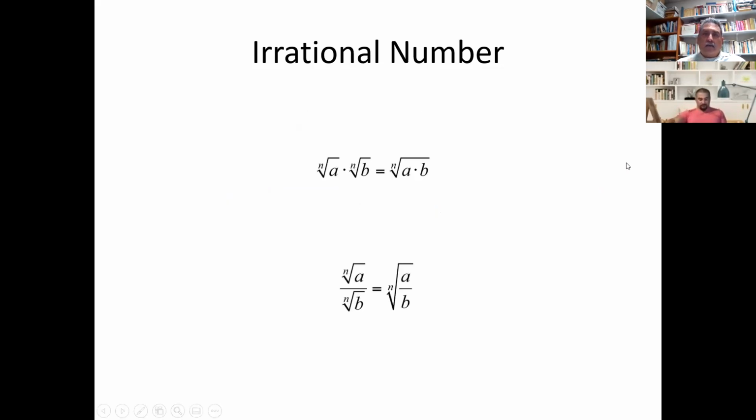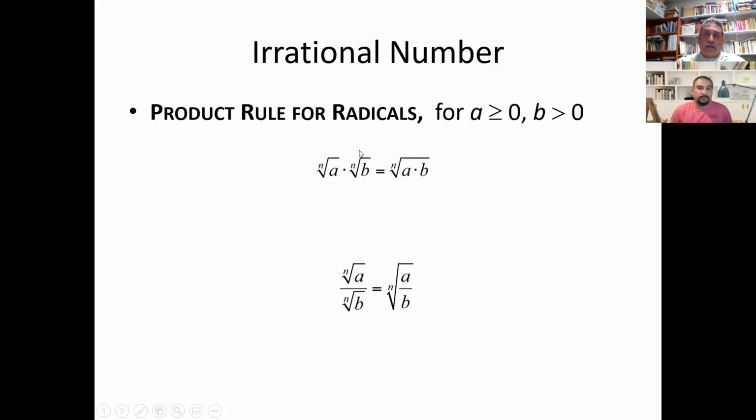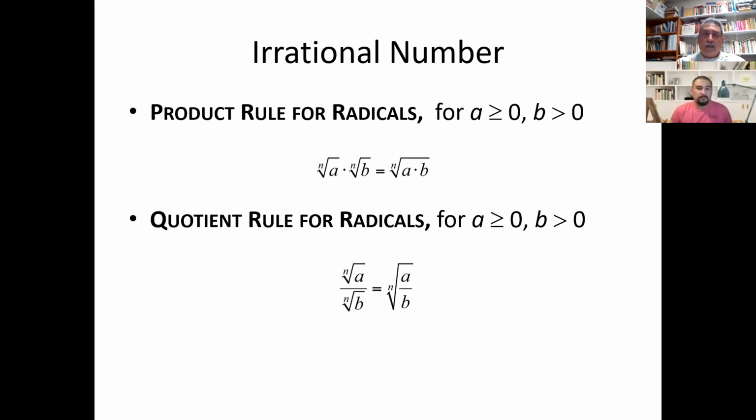Now, let me explain. Let's say we have these irrational numbers: the square root of a and the square root of b. When you have the same root and you're multiplying, or dividing, both multiplication and division, just write one big radical sign with the same principal root and multiply the two numbers. If you're dividing, the same thing, just write one radical with that principal root and divide those two numbers. Okay? Provided that b is greater than 0 and a is greater than or equal to 0. Same thing.